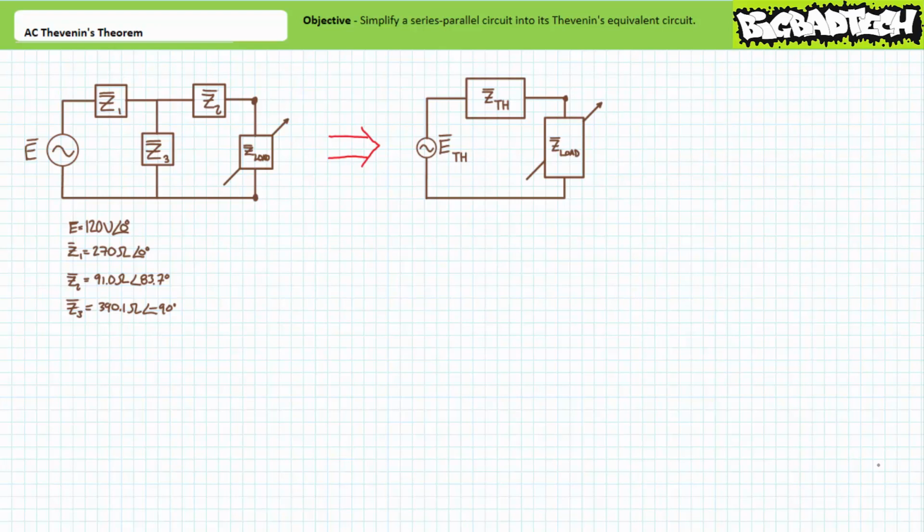How does our variable load impedance see our circuit? The Thevenin's equivalent circuit consists of a single AC voltage source called ETH in series with a single impedance, ZTH, in series with our variable load impedance Z load. To simplify a complicated circuit into its Thevenin's equivalent, we need to solve for these two quantities, ETH and ZTH.